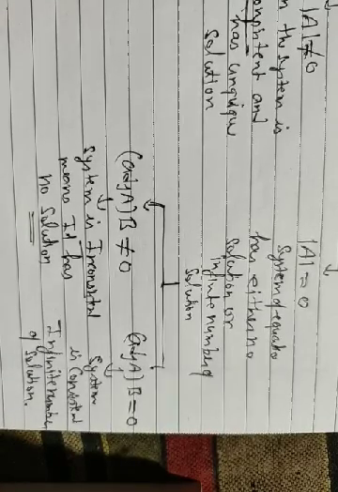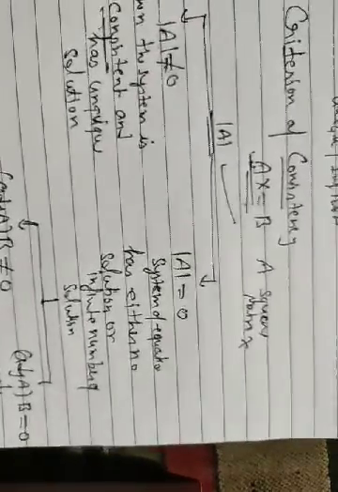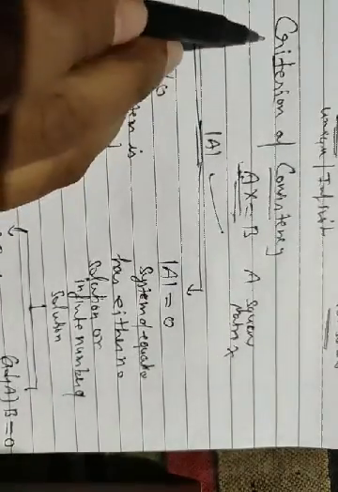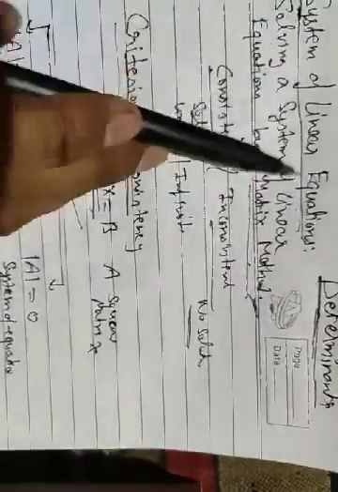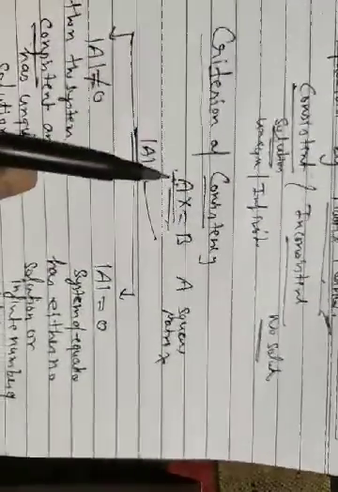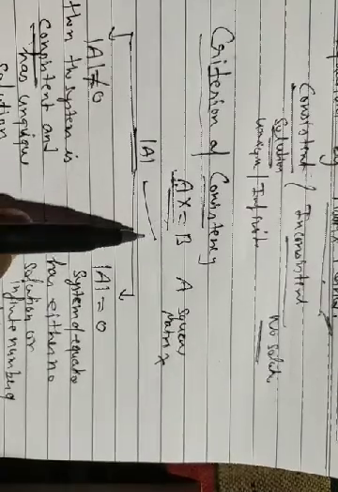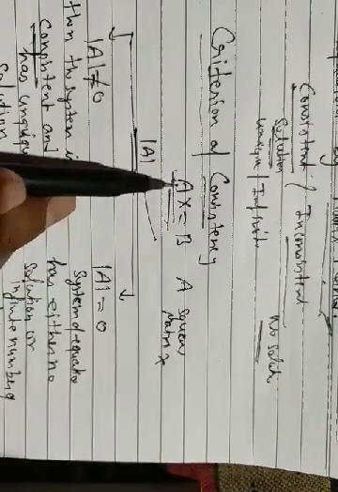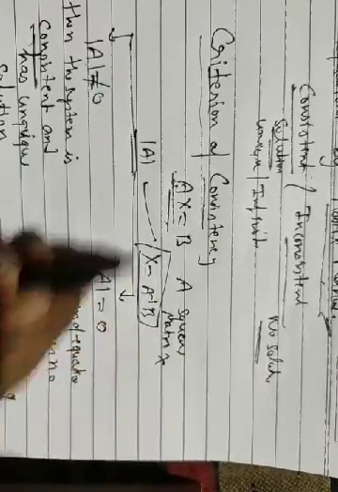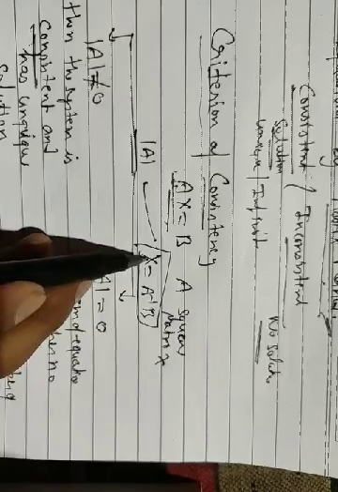I am going to revise it again. What we discussed here is the criterion of consistency. Our system of linear equations can be represented in the form AX equal to B. To get the values of X, we do X equal to A inverse B, to find the solutions for the variables x, y, z.